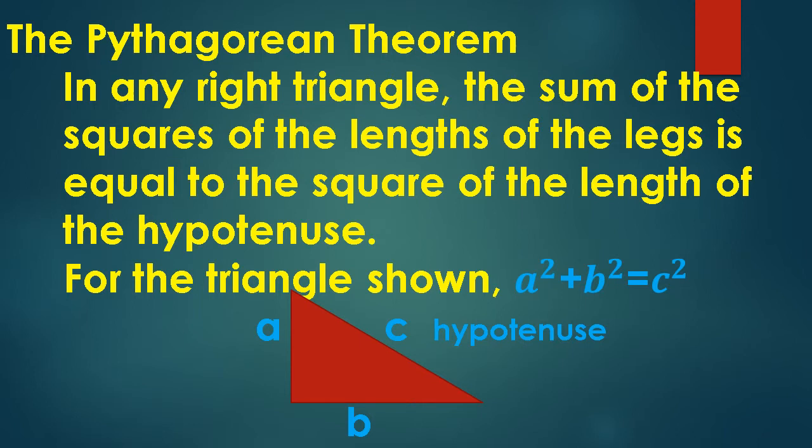The Pythagorean theorem: in any right triangle, the sum of the squares of the lengths of the legs is equal to the square of the length of the hypotenuse. For the triangle shown below, a squared plus b squared is equal to c squared. So the two legs are a and b, and c is the hypotenuse.